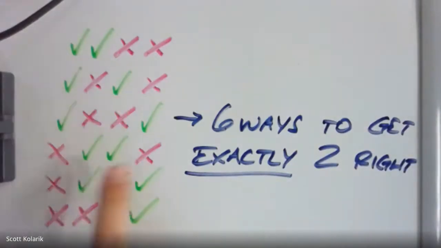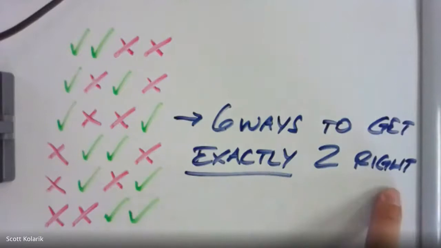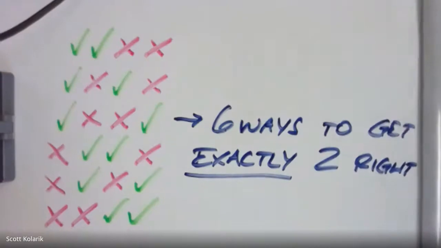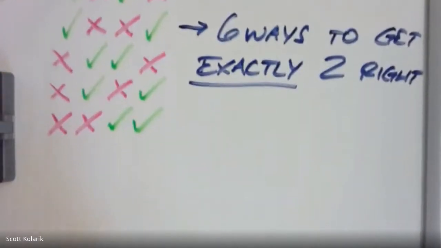The key term there was exactly 2 correct. Because there are lots of different ways I can fill out a quiz that I get more questions correct, or only 1 question correct, or even none correct. But in this case, I'm out to find exactly 2 correct, all right? So back to what the question was asking for. It was asking me for the probability of this result. So how do I solve for the probability of this?